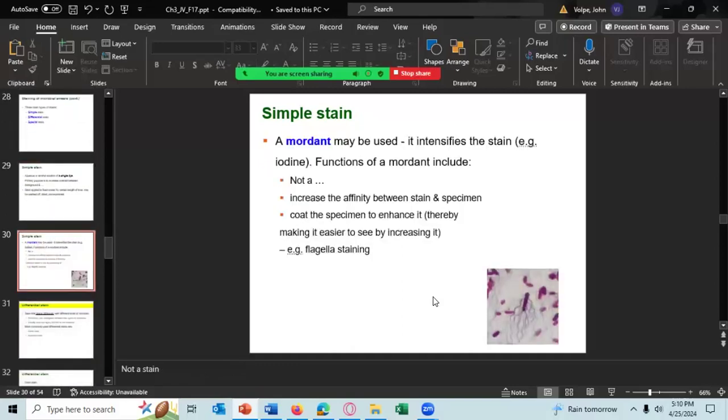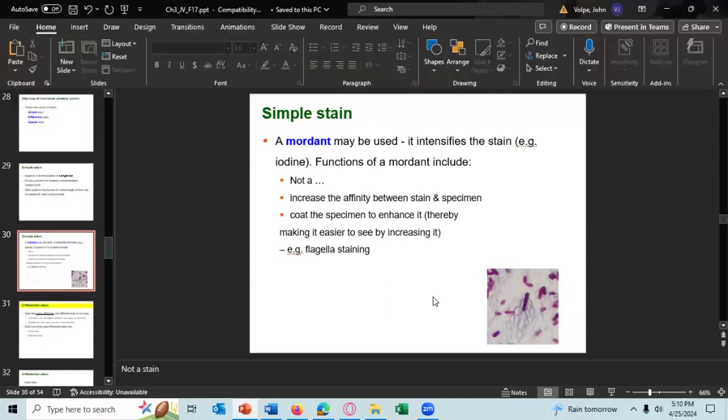A mordant is not a simple stain, but it may be used to intensify the stain. We'll talk about a mordant when we're talking about the Gram stain. Gram's iodine is a mordant. It combines with the first stain and then intensifies the stain. It usually increases the affinity between the stain and the specimen.